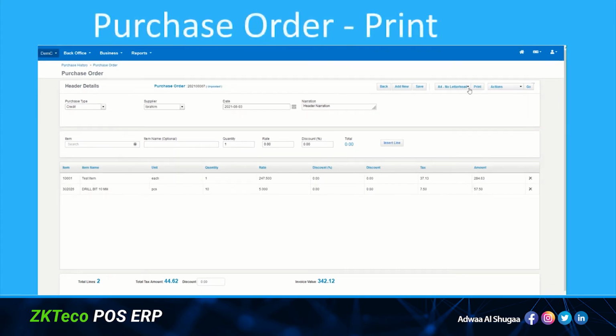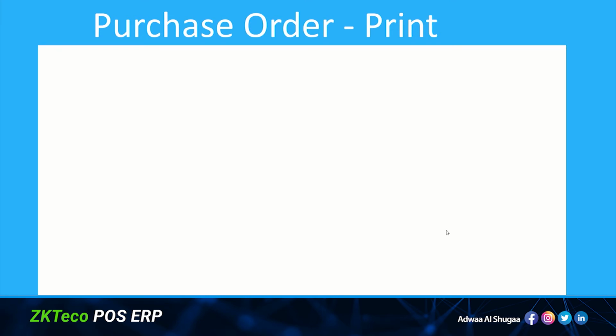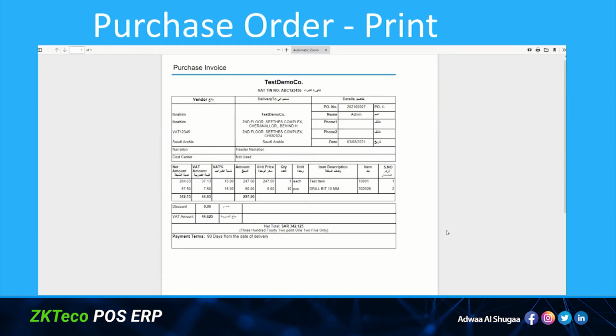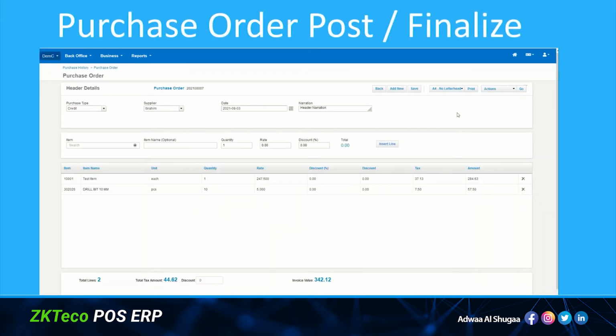To print the purchase order, options can be selected from the Print Format combo on the top of the purchase order screen, near the Print button, and click the Print button. A purchase order can be modified until that purchase order is posted or finalized. After posting, a purchase order cannot be modified or deleted.